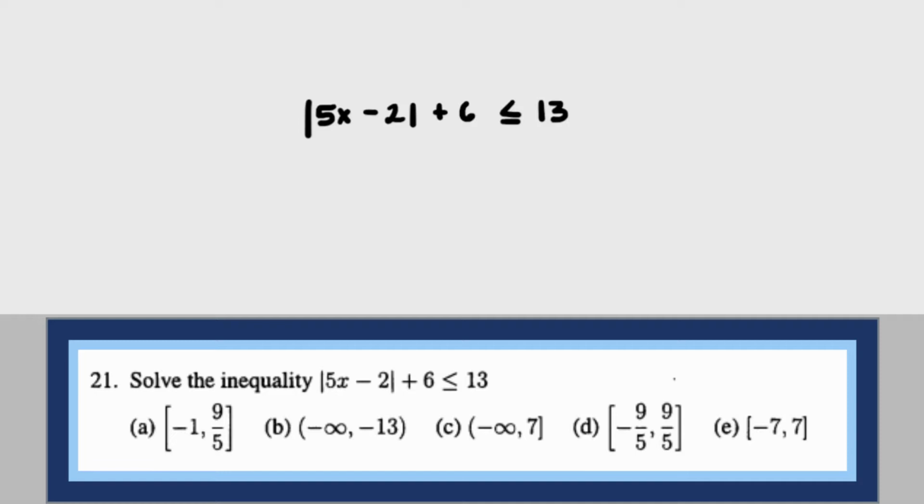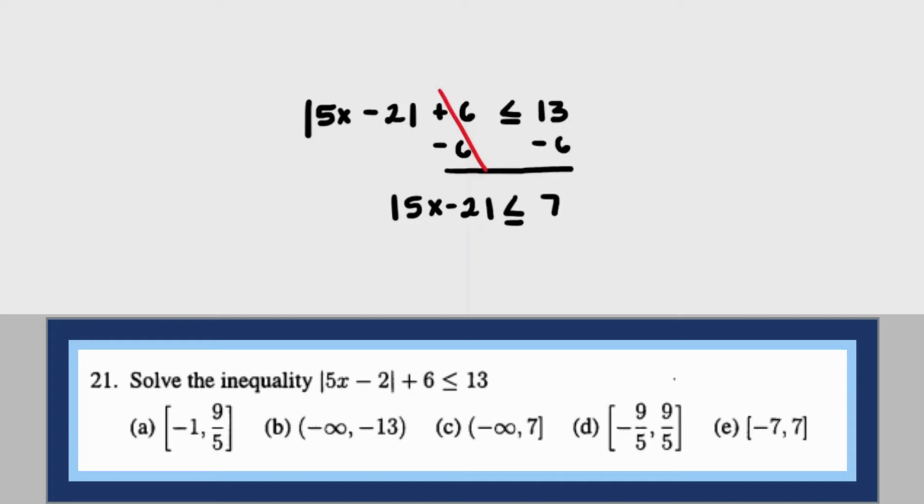Alright guys, so I wrote down this inequality, and as you see, it's the absolute value of 5x minus 2 plus 6 less than or equal to 13. So we are dealing with an absolute value inequality. What we're going to do first is isolate the 5x minus 2 to be on one side and everything else on the other side. In order to do that, we subtract 6 from both sides. The 6's cancel out on the left, and it leaves us with the absolute value of 5x minus 2 less than or equal to 13 minus 6, which is 7.